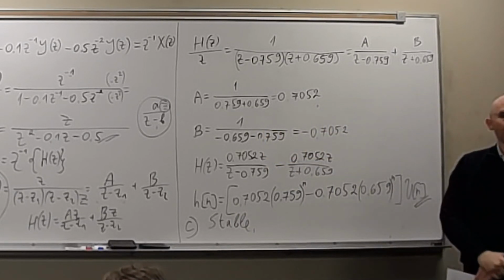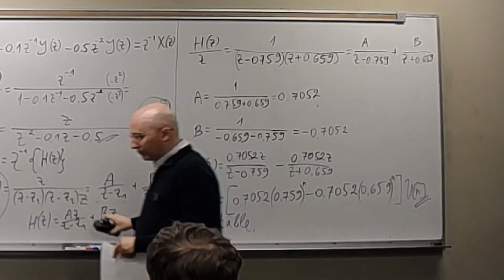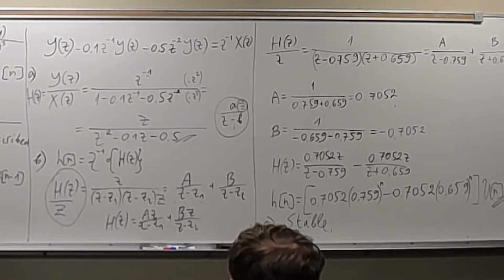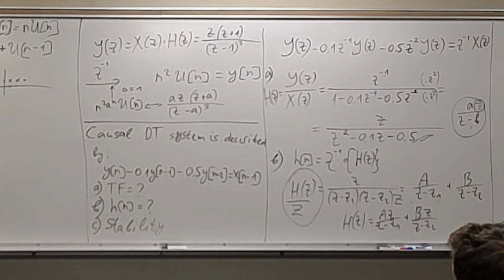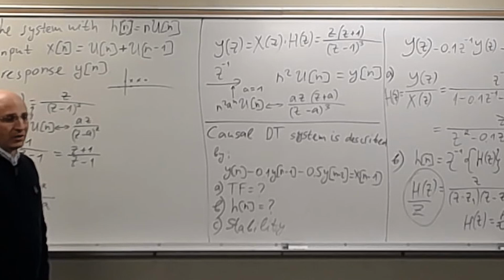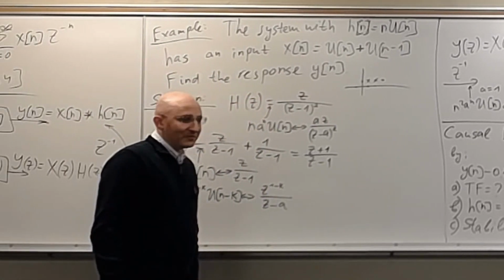The system is stable. And if it was right on 1, it's on the boundary between stable and unstable. We define that as unstable. It will oscillate essentially. So you'll have a generator.